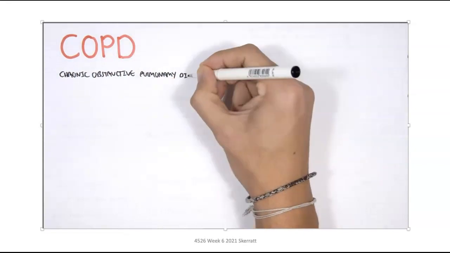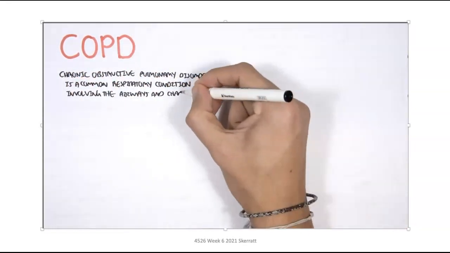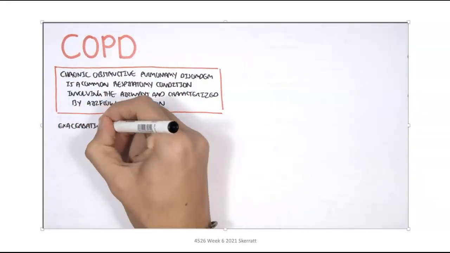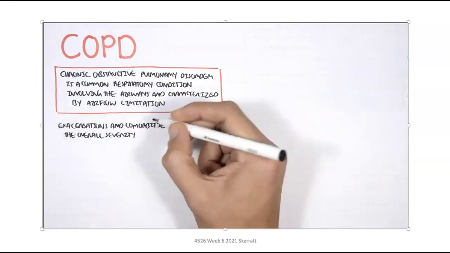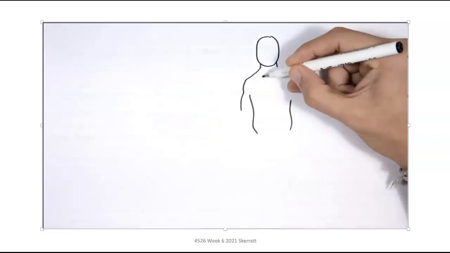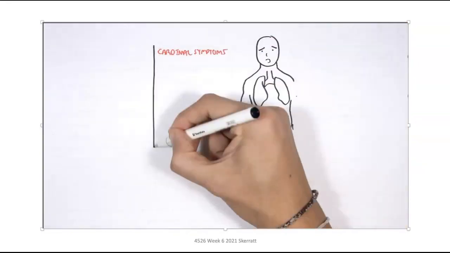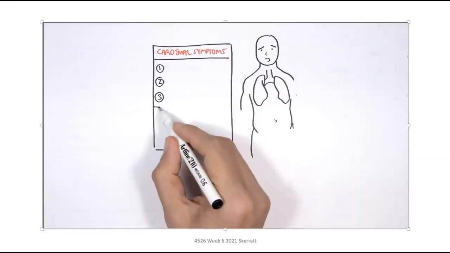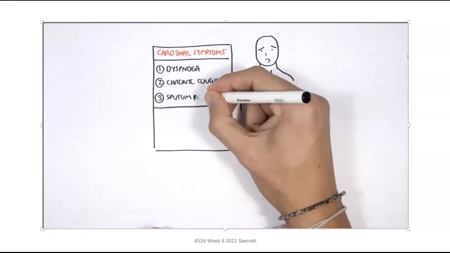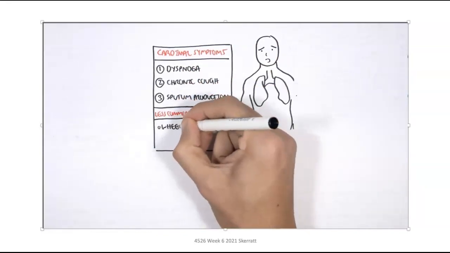COPD, or chronic obstructive pulmonary disease, is a common respiratory condition involving the airways and is characterized by airflow limitation. Exacerbations and comorbidities contribute to the overall severity in individual patients. Let's look at the signs and symptoms of COPD. So patients with COPD present usually with three cardinal symptoms, and these are dyspnea, chronic cough, and sputum production. Less common symptoms include wheezing and chest tightness.